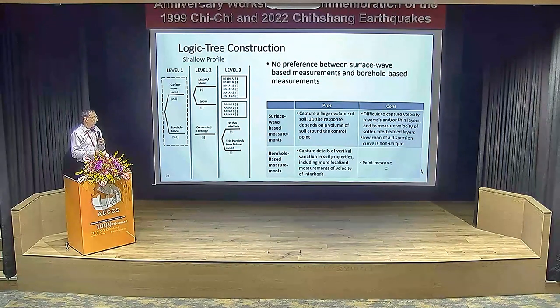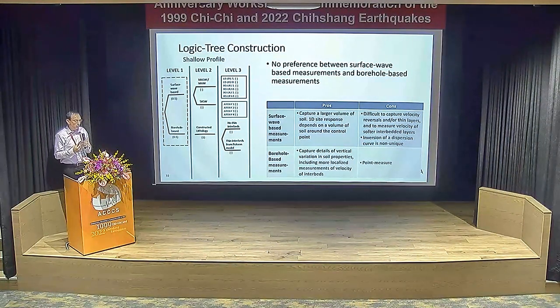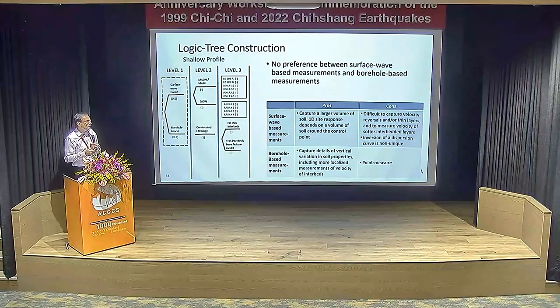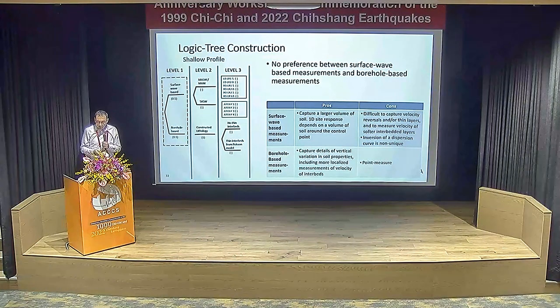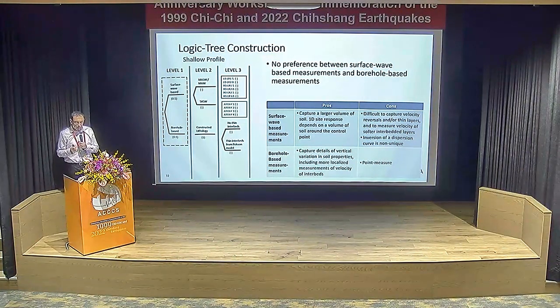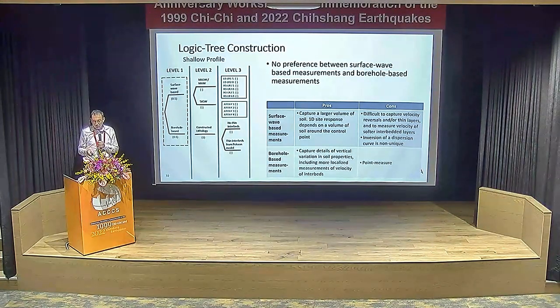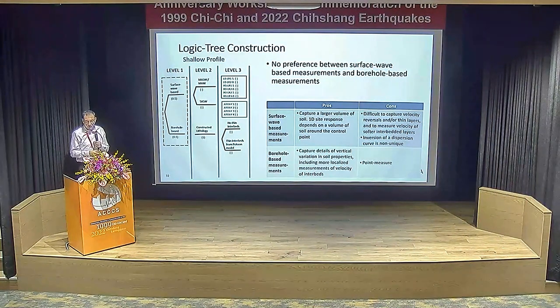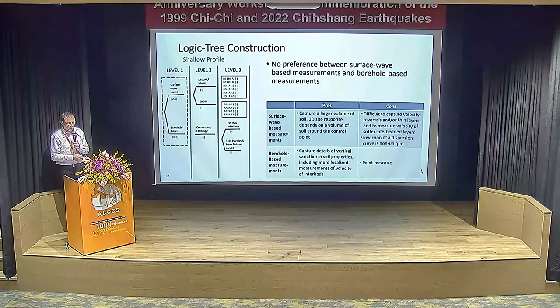On the other hand, borehole-based measurements are just a point measure. So rather than measuring a whole volume of soil, we are just measuring a point. And surface wave measurements, on the negative side, are not ideally suited to capture velocity reversals or possibly thin layers that exist in the profiles. Moreover, the inversion of a dispersion curve that's measured using surface waves is non-unique. So we don't know exactly what velocity profile we get, or we can get multiple velocity profiles for a single dispersion curve.